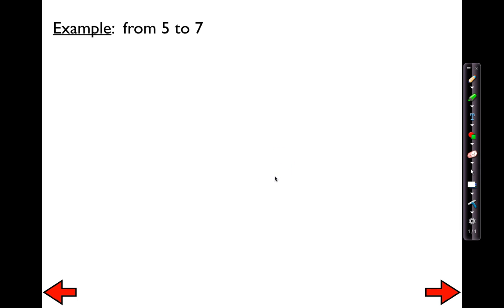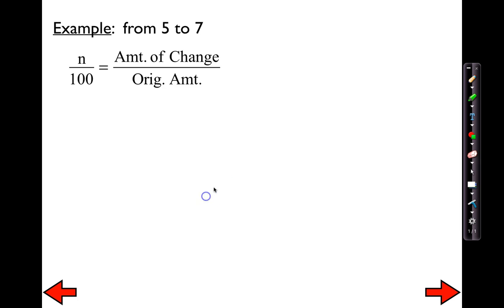Okay, so let's take a look at this example. It says from 5 to 7. Obviously this is a percent increase because the numbers did get bigger. If you want to use the proportion, we're going to do n over 100 equals the amount of change. It went from 5 to 7, so that change was 2. And the original amount was 5, so I would put a 5 there.